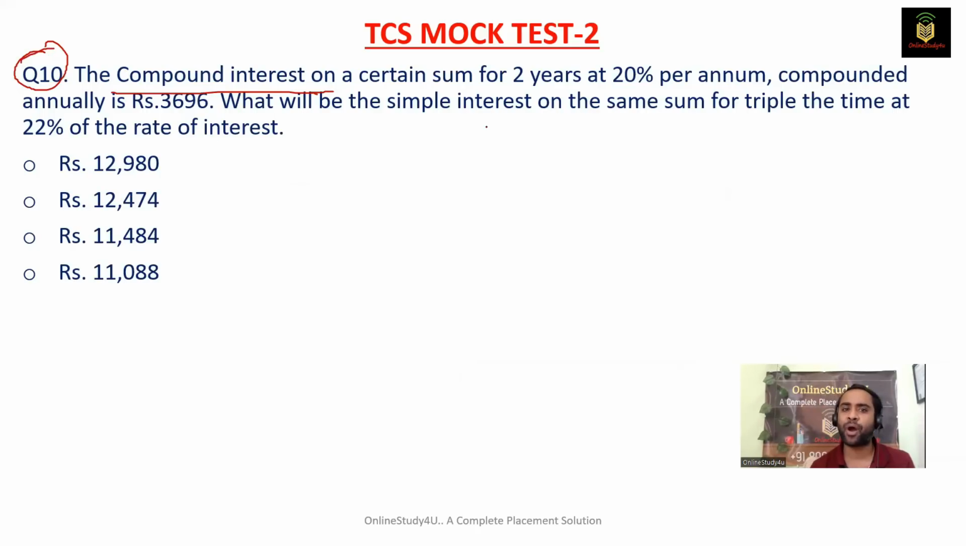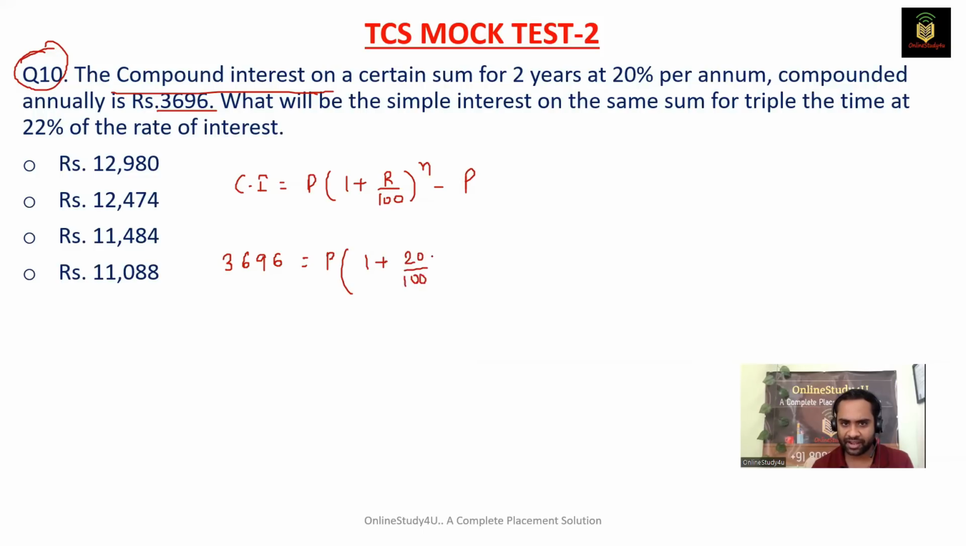Now the compound interest on a certain sum for 2 years at 20% per annum, compounded annually, is 3696. So compound interest will be equal to P into (1 plus R by 100) to the power n, minus P. Now compound interest is 3696, equal to principal into (1 plus R), where R is 20 divided by 100, time is 2 years, and rate is 20%.